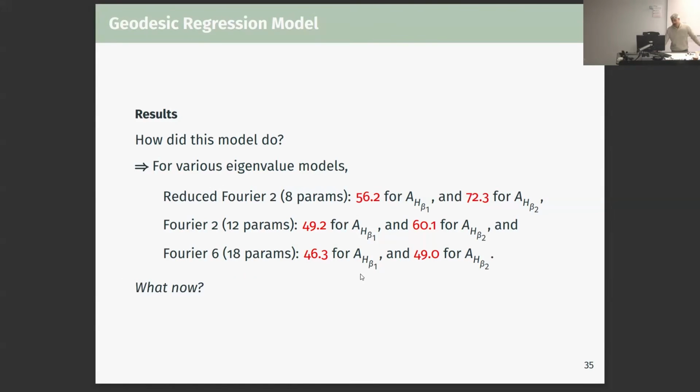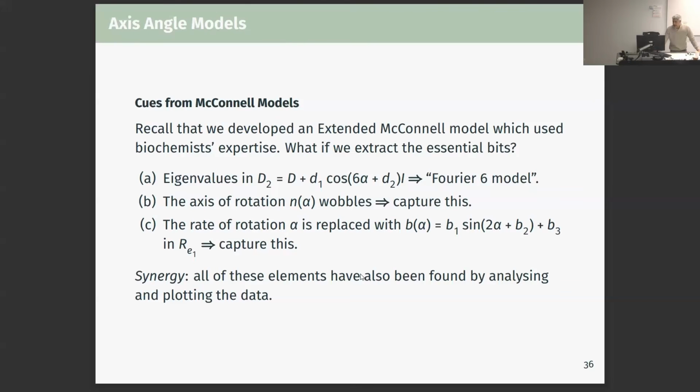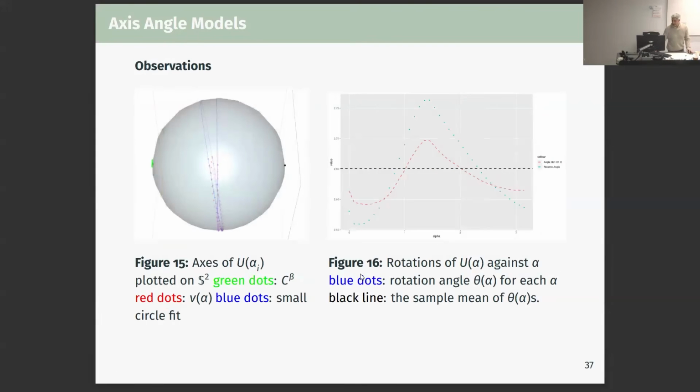And what now? There's another set of models, where we took cues from the McConnell models. The axis of rotation in this molecule, as you remember, just wobbles a little bit, and the rate of rotation is not exactly 5 degrees. So we want to capture that, and this bears out in observations that we made on the data.